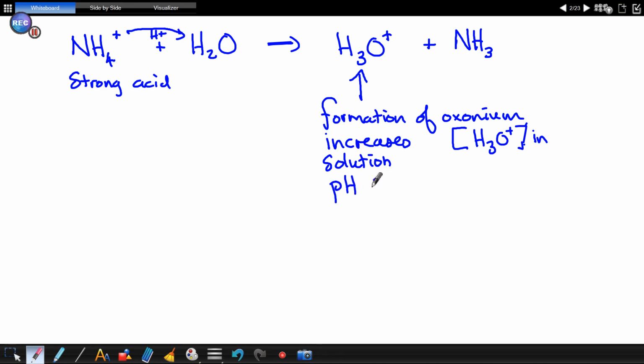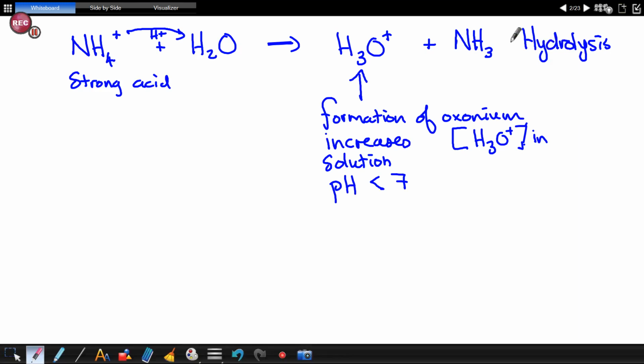So the pH will be less than 7. So ma'am, the water is acting as a weak base? Water is acting as a base, yes. Just a base, not a weak one. Yes, but this reaction is the hydrolysis.